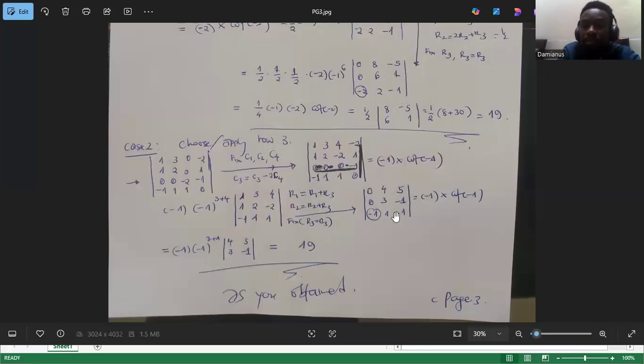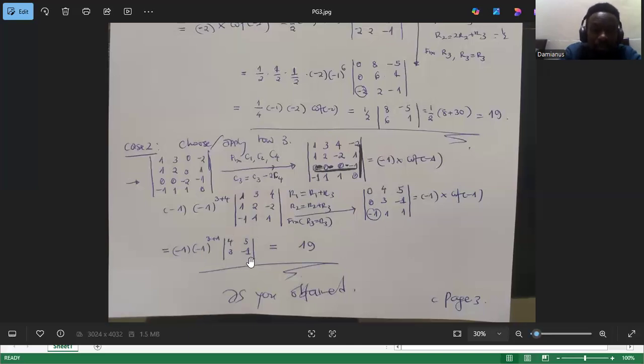How do you get determinant of this one? Well, it's just using column 1. So it's -1 times a cofactor of -1. So where is this -1? It is in column 1, row 3. So it's just going to be -1 raised to 3 plus 1, times the determinant you get by deleting this row, this column, which is 4, 5, 3, -1.